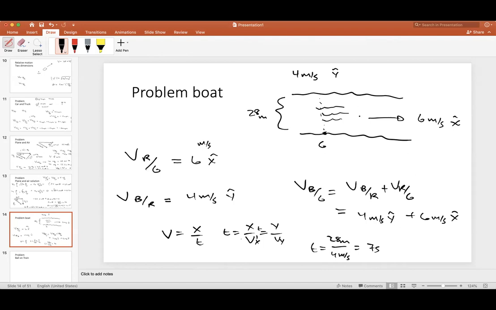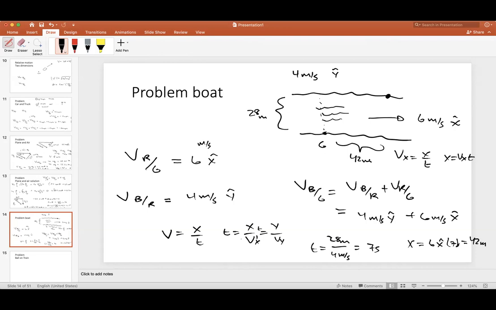Then to find out how far down you went, again, v of x is equal to x over t, or x is equal to v of x times t. Our v of x is 6, our time is 7. So x is 6 in the x hat times 7 seconds, or 42 meters. Therefore, you end up 42 meters downstream by the time you make it all the way across the river.